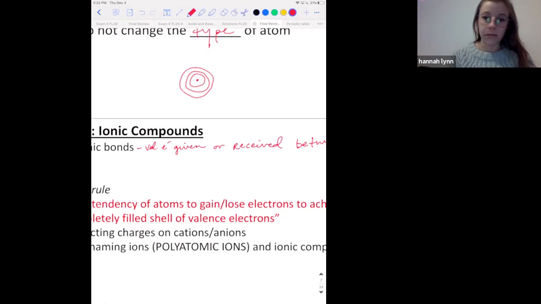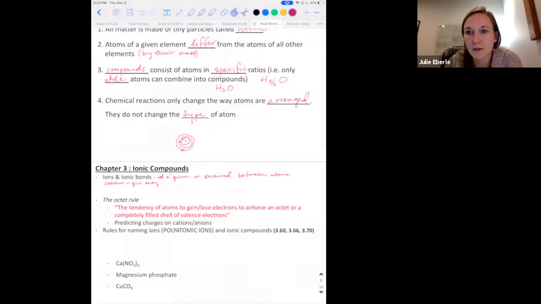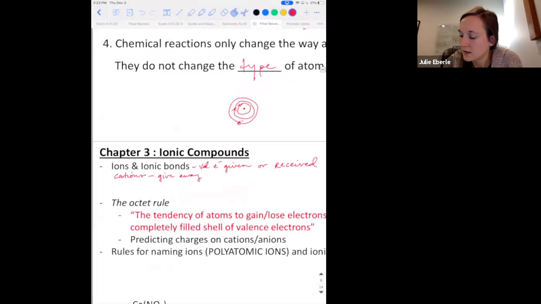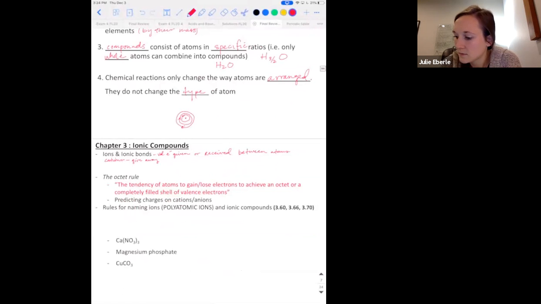We can't see what you're typing or writing. Oh man, I might need to reconnect it. Stop share, reshare. Can you see that now? Okay. Cations give away electrons.